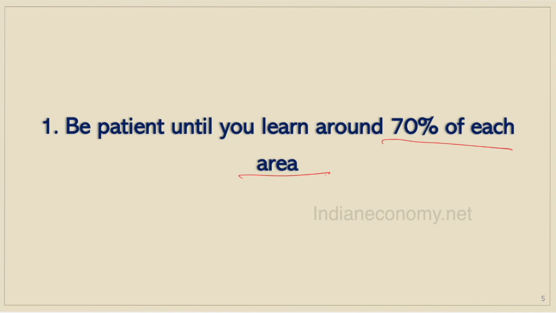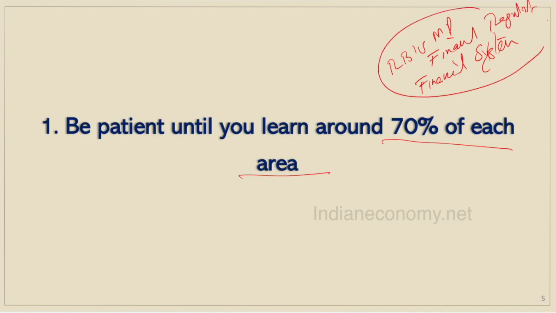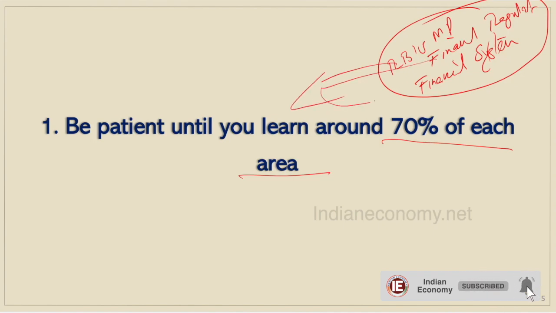Understand? So what do we mean by 70% of each area? For example, in the case of the financial system, it is a part of a topic closely connected with RBI's monetary policy, and similarly financial regulation. All those topics are closely related. Concepts related to monetary policy, financial regulation etc. are necessary to understand the development of the financial system and the banking sector.